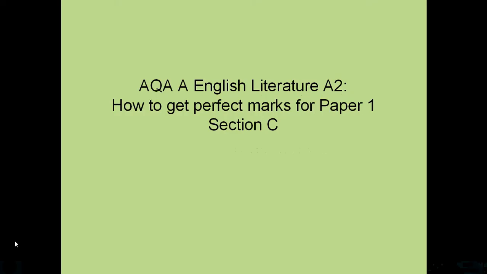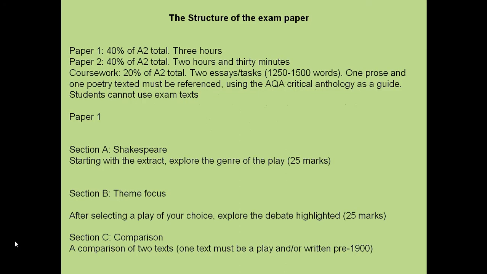Hello everyone, in this video we're going to explore how to achieve perfect marks for section C of the AQA English Literature A2 paper 1. So let's remind ourselves of the structure of the entire exam paper, shall we? There are three components to this: two exam papers, one set of coursework tasks. One is 40%, paper 2 is also worth 40%.